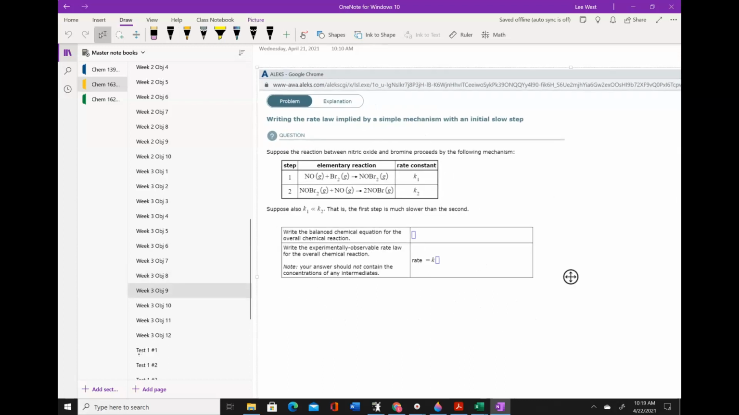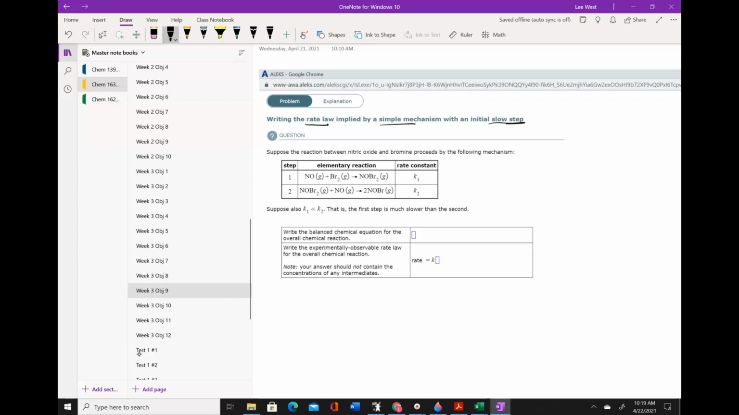Okay, writing the rate law implied by a simple mechanism with an initial slow step. So there are really two types of problems where you have to figure out the rate law from a mechanism. The first one is the easiest, and that's where the first step is slow. And the second type of problem is more challenging, and that is where the second step is slow. So you should know how to do both types of problems and feel comfortable with that.